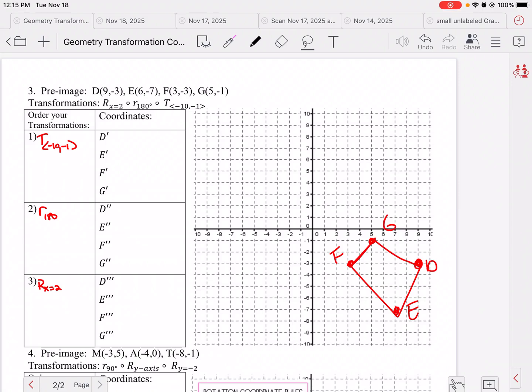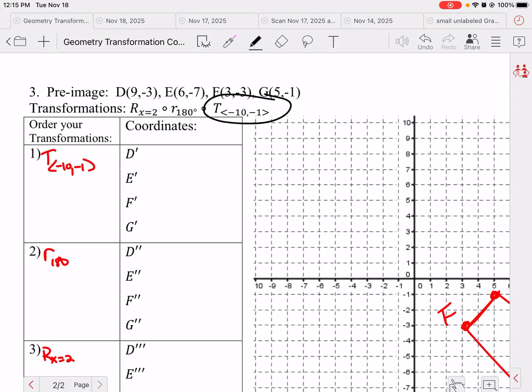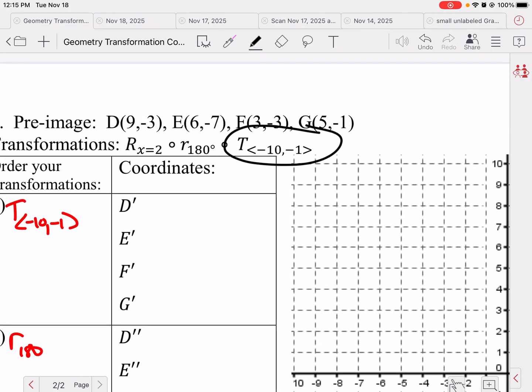All right, so back to question number 3. I've already plotted my original points. Again, as a reminder, we're going to start with that inside one. So we're going to go 10 to the left and 1 down. So I'm going to do that for each one of these points. And all I really have to do is subtract 10 from each of these.